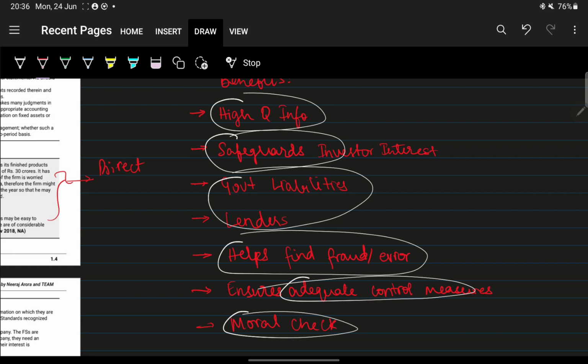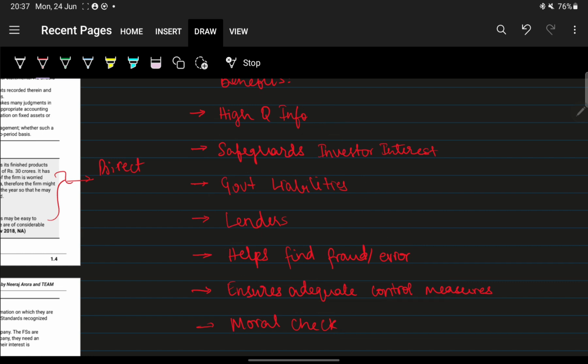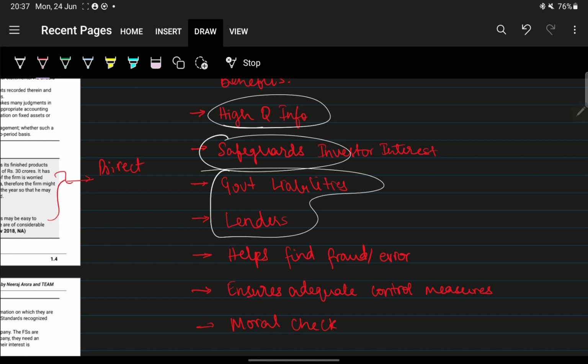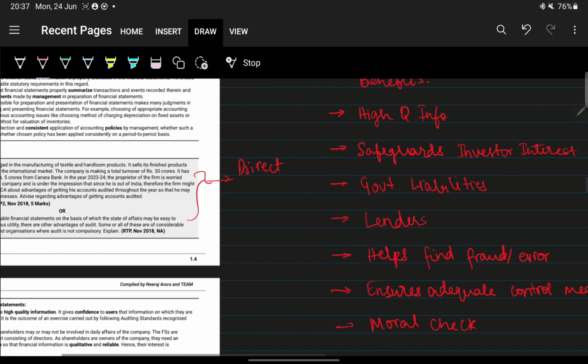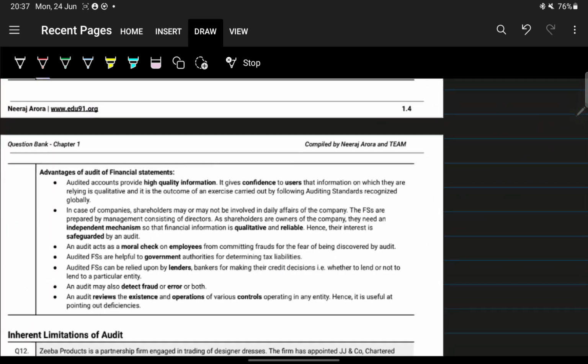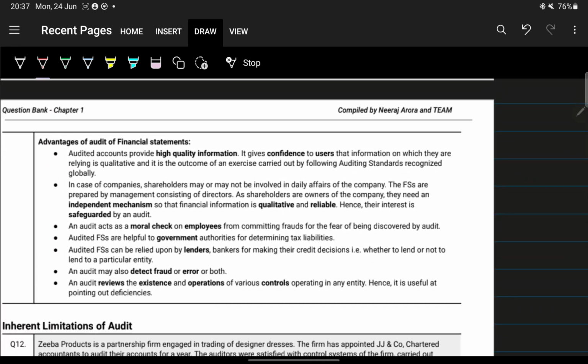So this is how sir had asked us to memorize this question, right? So it's pretty simple. They give us high quality information, safeguard our interest, and they protect us from liabilities. But we commit fraud and error, so that's why they put adequate control measures and they keep a moral check on us, okay? Next, just see what is given here.